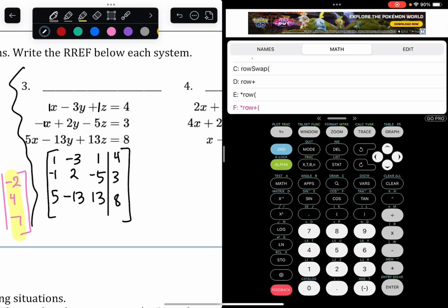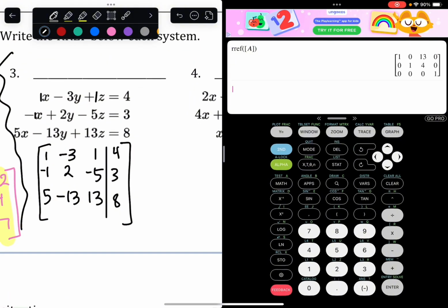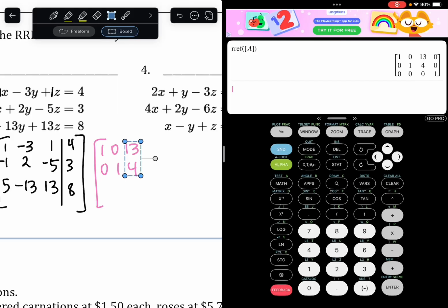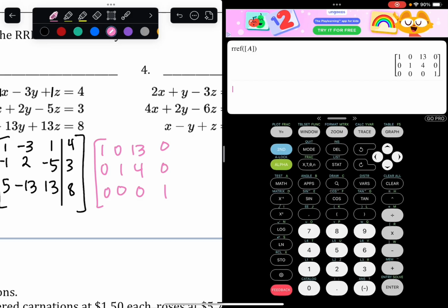Go over to math, look for RREF. And then second matrix, choose option 1, enter. Okay, so notice I don't have ones on the diagonal and zeros everywhere else. Okay, so my reduced row echelon form has a 1, 0, 13, a 0, 1, 4, and then a 0, 0, 0, 1. So I like to put a line where the equal sign would be.